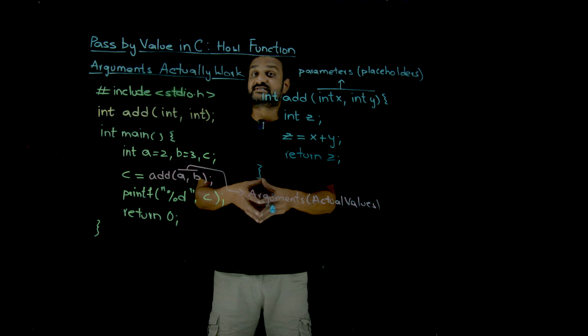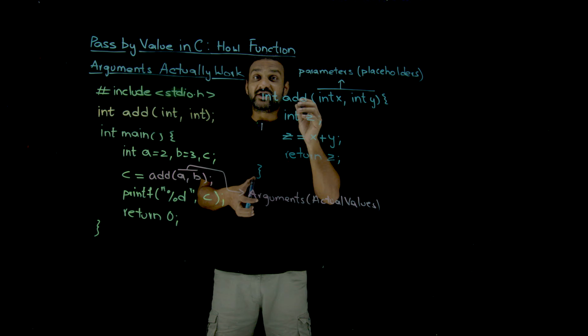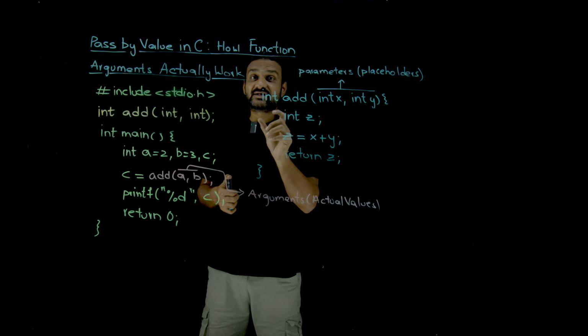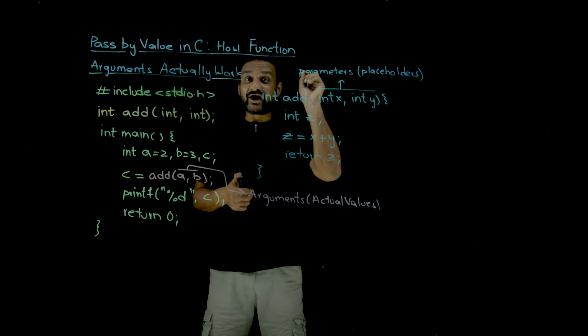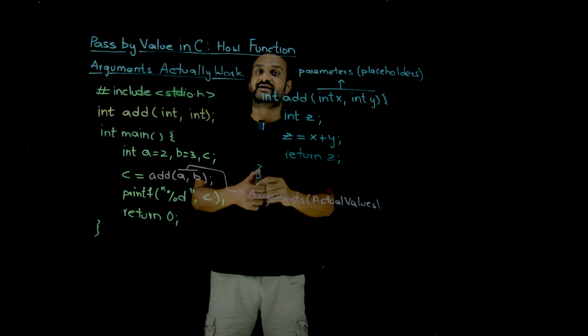In this class, we will understand pass by value in C. What it means is, while calling the functions, we can pass the values. So how the values can be passed through the calling function, that we will try to understand in this class.